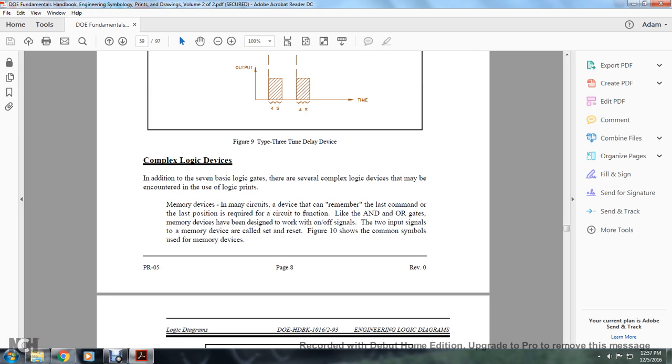Complex logic devices. In addition to the 7 basic logic gates, there are several complex logic gates that may be encountered with the use of logic prints.